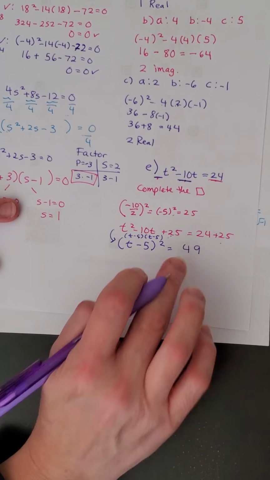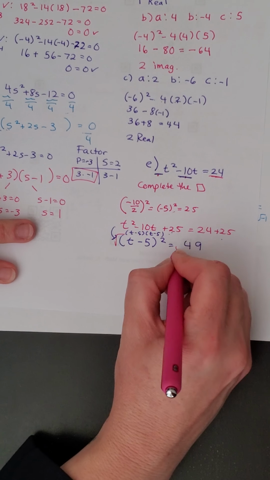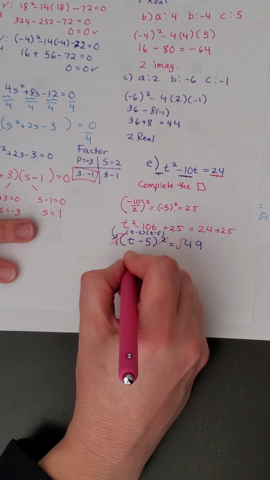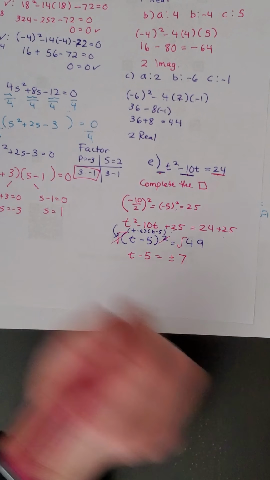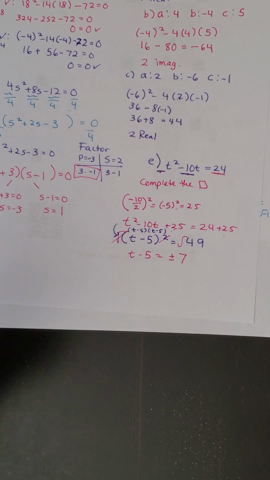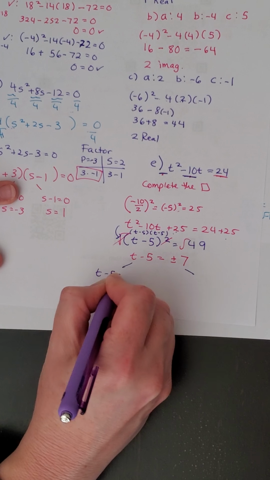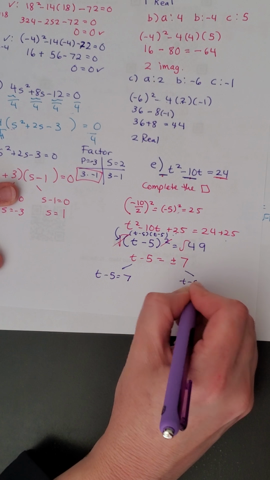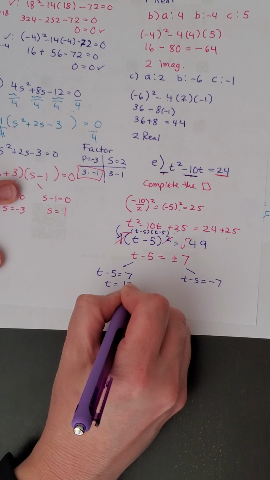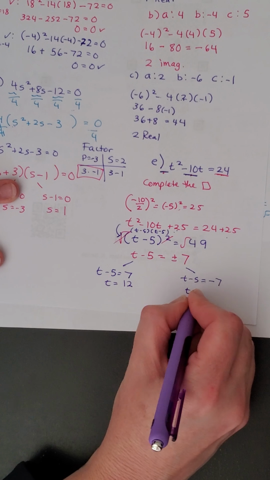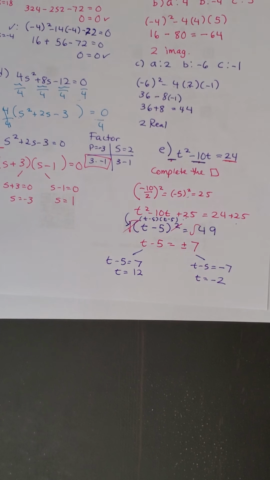And now you can see it's going to be a nice perfect square. So I would square root both sides. The square and the square root would cancel. I'd have t minus 5 equals plus or minus 7. And then at this point, I would go ahead and move the 5 over, but I'm going to break it into 2. So t minus 5 equals 7, and t minus 5 equals negative 7. Move that 5, I get t equals 12, and move that 5, I get t equals negative 2. And there are my two solutions.